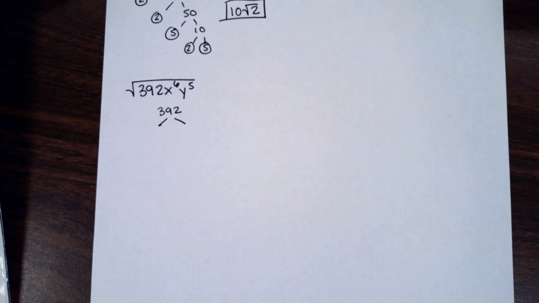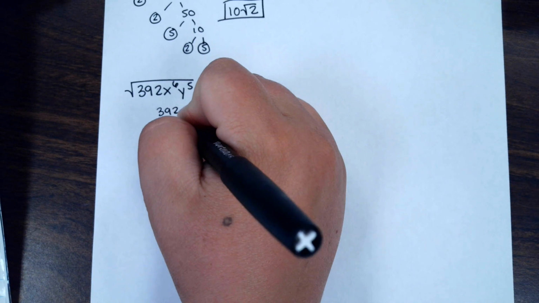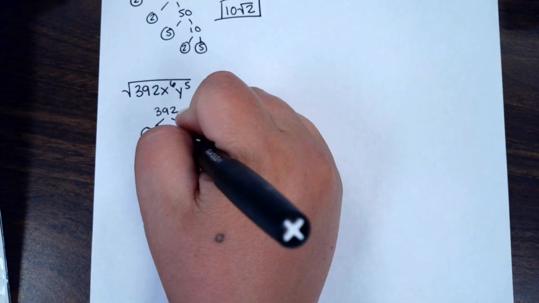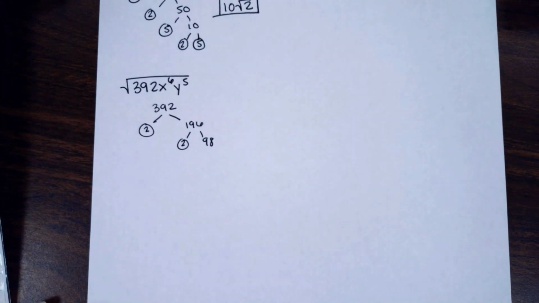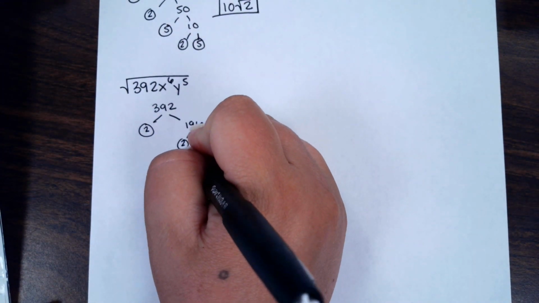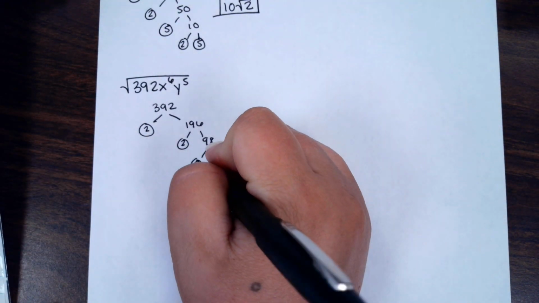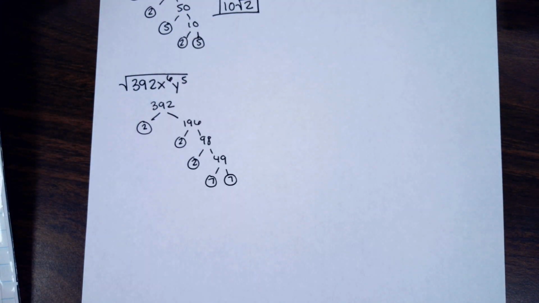392 is an even number, so we know we can divide it by 2. So 2 and 196. 196 is again even, so we can split that up into 2 and 98. Look at that, 98 is even. 2 and 49. 49 is 7 and 7.